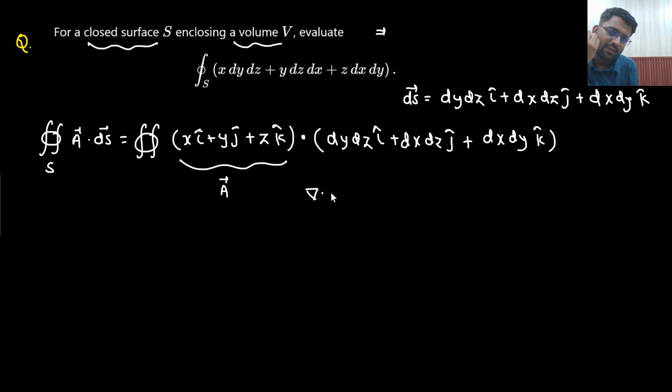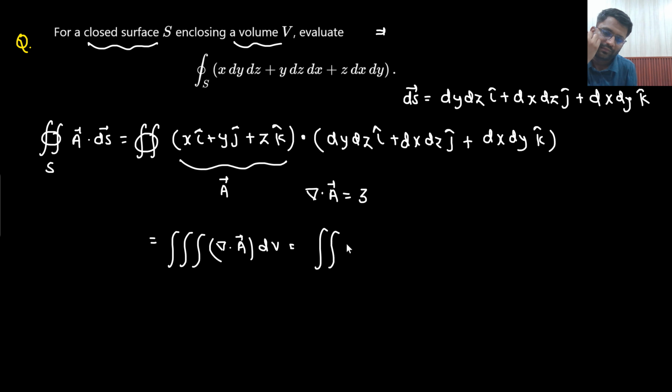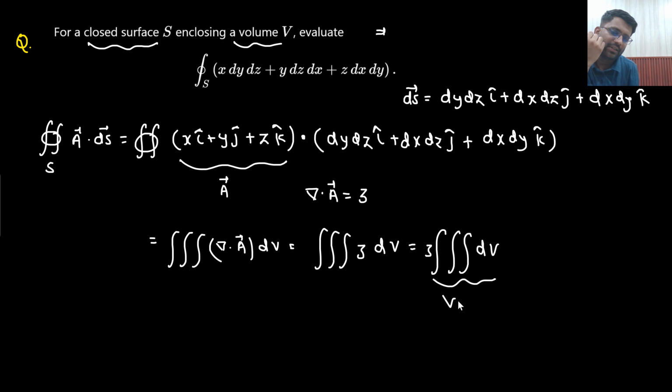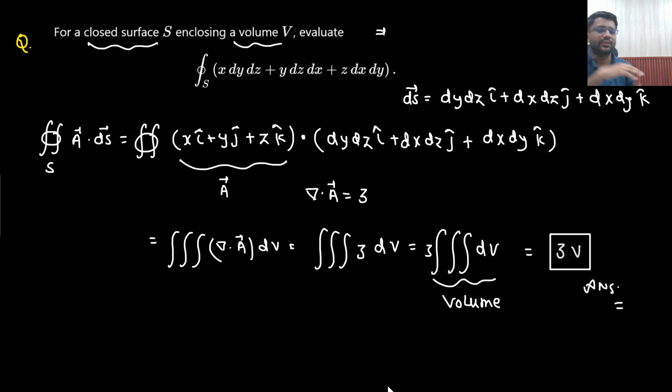So what is your del dot A? Del dot A is nothing but 3. So what are you getting? Del dot A dV, which is 3 dV. You take the 3 outside. What is this representing? This is simply representing the volume. So what is the answer you are getting? 3V. That's it. Is that understandable to you? So this is how you are supposed to solve these kinds of problems. Simply take the surface area, which is dy dz i cap, dx dz j cap. Based on that you find out the vector A, apply del dot A dV, and get the answer.